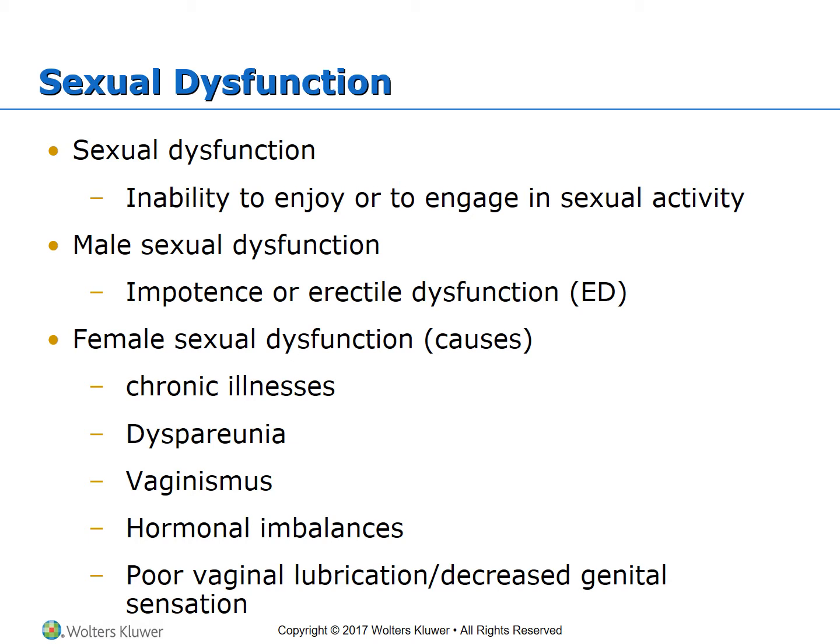Female sexual dysfunction causes can be related to medical or physical issues, psychological factors, medications, or chronic illnesses such as diabetes, cardiovascular, urinary, or hepatic disease. Dyspareunia, which is painful intercourse, is seen in endometriosis, ovarian cyst, and vaginitis. Vaginismus is a painful involuntary spasm of the vaginal outlet muscles preventing penile penetration. Hormonal imbalances, especially with the loss of estrogen as seen with menopause or hysterectomy, and poor vaginal lubrication or decreased genital sensation, can be seen with changes in estrogen and testosterone levels.